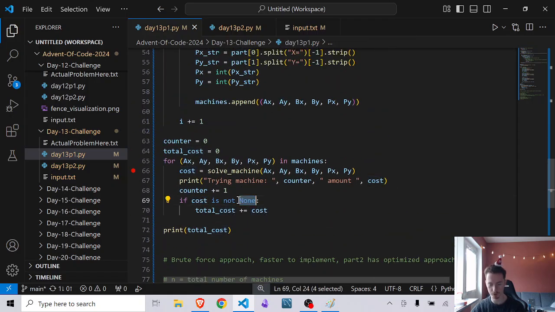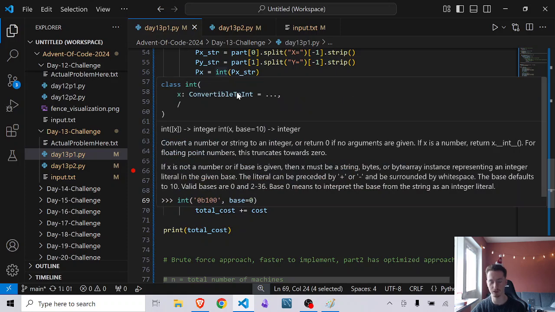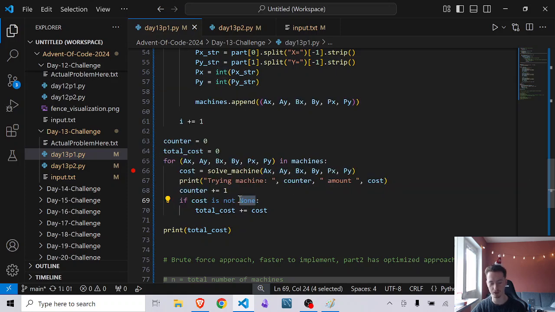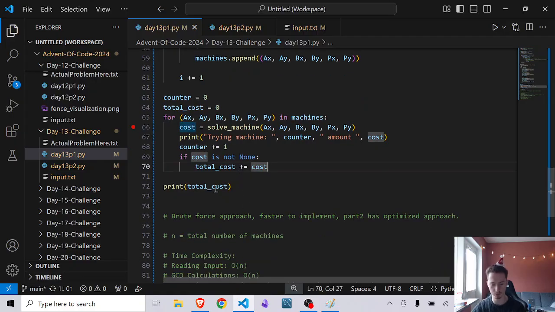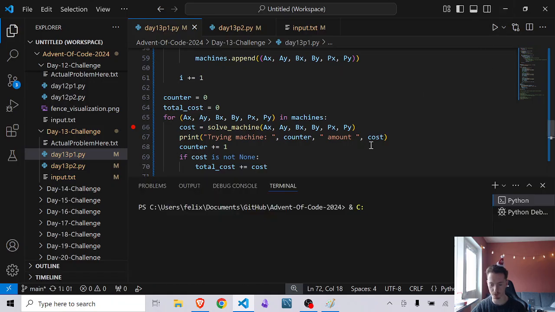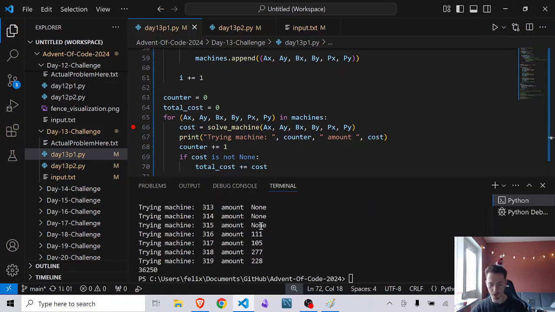If it's not none. So it begins as none, and if it doesn't find an answer, then I don't even want to add. I want it to add to total cost, because we can't add none. We would get an error unless we transform it, but it's just easier to do it like this. Then we just print it, and when I run this, it's also going to say what machine and what cost it has currently.